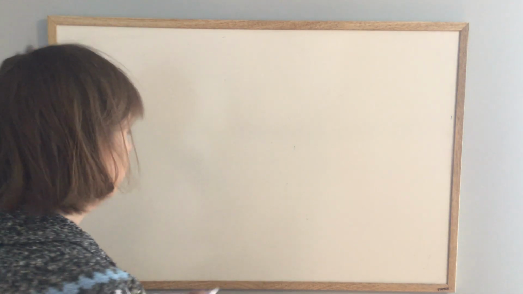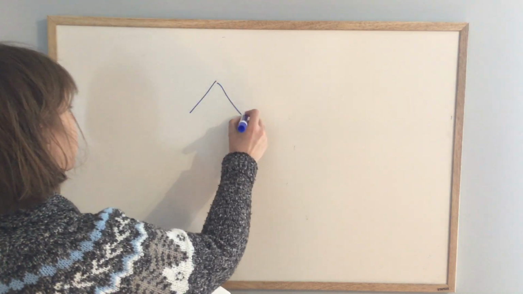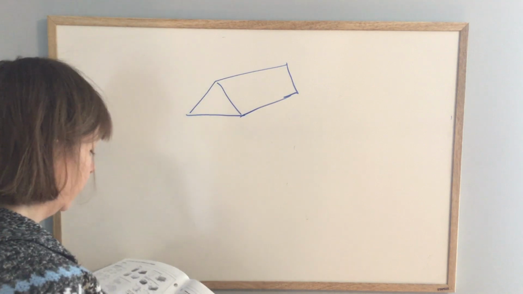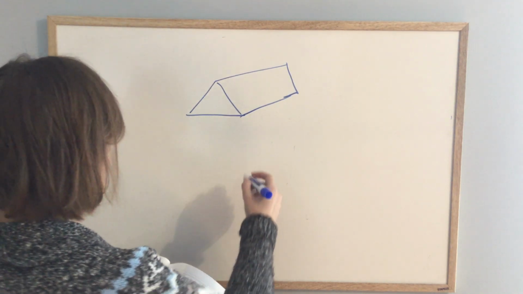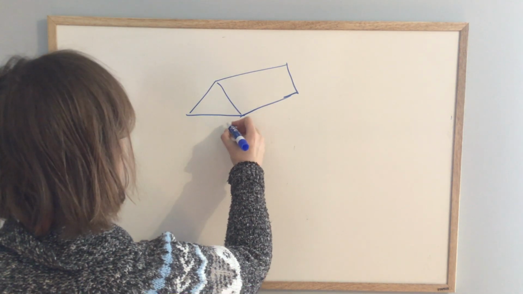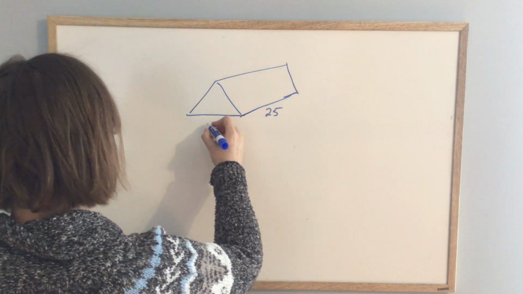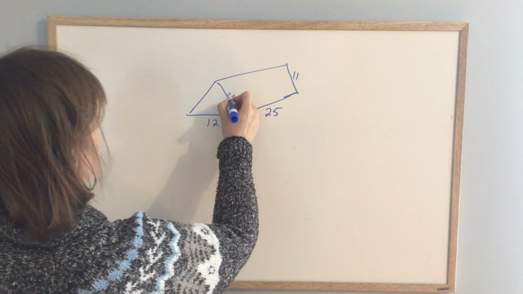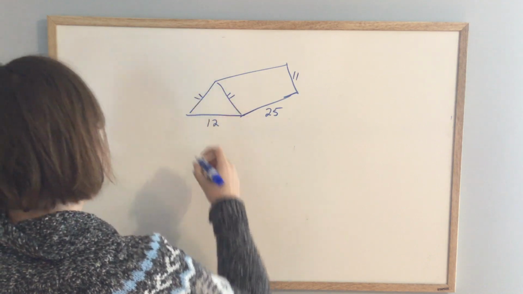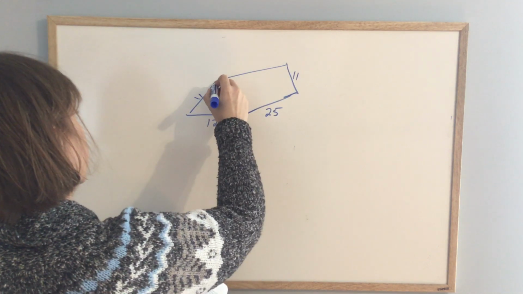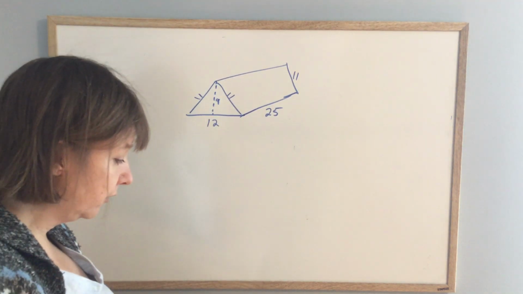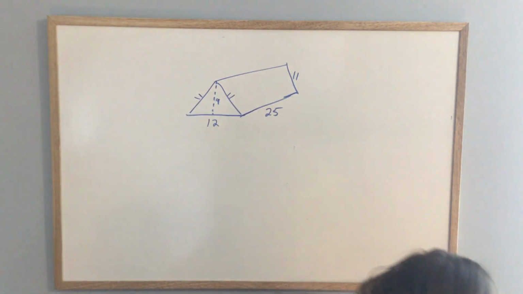Number 10 is basically a tent. Kind of looks like that in the picture. They tell you that this is 25, this is 12, this is 11, which means this is 11 and this is 11. And the height of the triangle is 9. And they want to know the surface area.